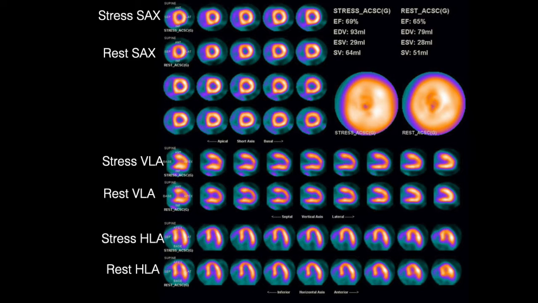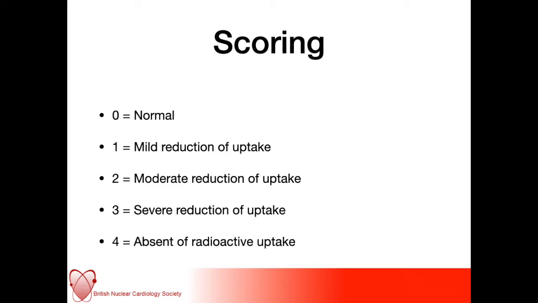And on this particular image, the ejection fraction and volume data is also presented. So when you're assessing for myocardial perfusion defects, you want to try and rate them in terms of the extent and in terms of the severity of the defect. So the extent can be described along the lines of segments, and the severity, the depth of the perfusion defect, can be described along this semi-quantitative scoring system.